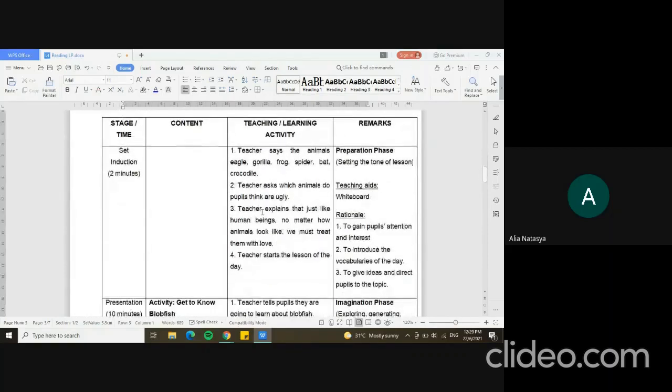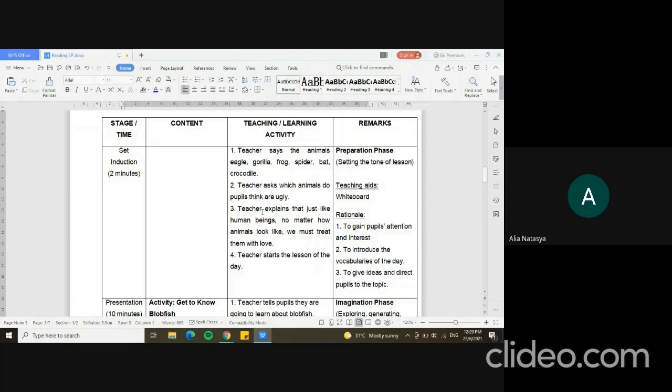Okay, so the lesson plan starts with the set induction stage, which will take 2 minutes. So in the set induction stage, to get pupils engaged and interested in the lesson, the teacher will say the animals such as eagle, gorilla, frog, spider, bat, and crocodile. So the teacher will ask if pupils know all of these animals and how they look. Then the teacher will ask pupils which animals they think are ugly.